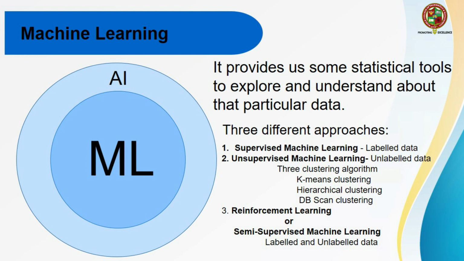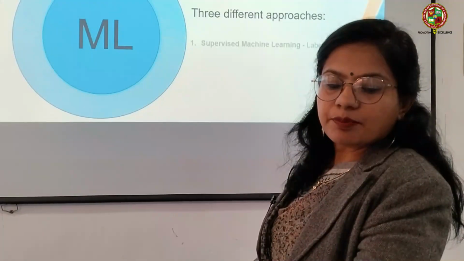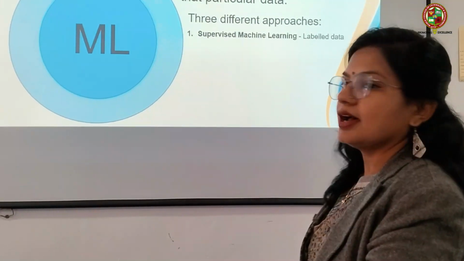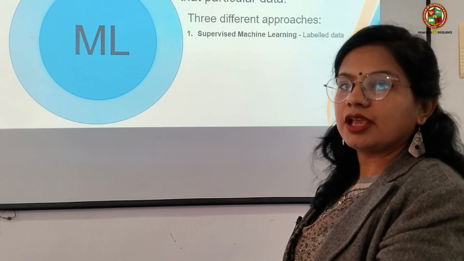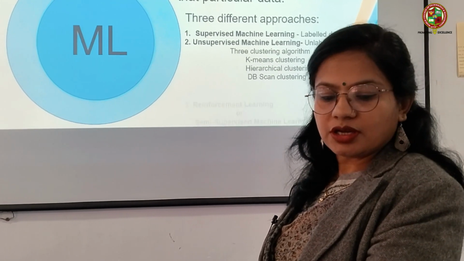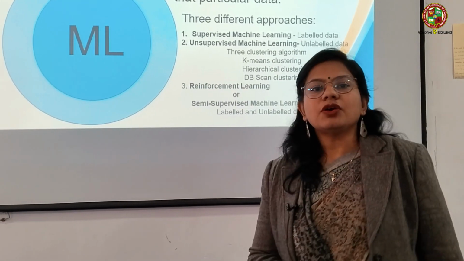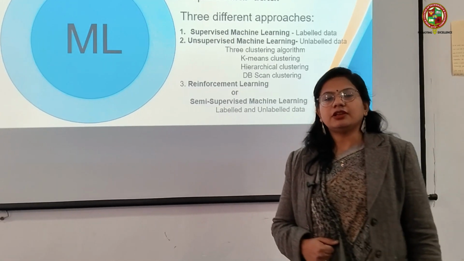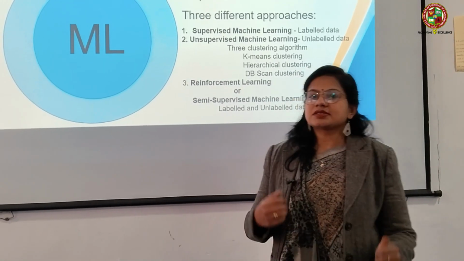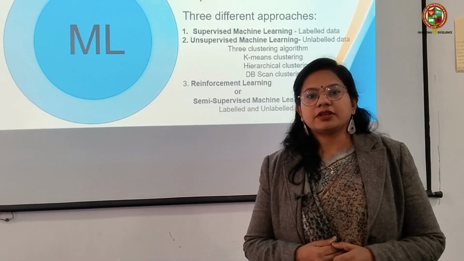Whenever I talk about machine learning, it is the subset of AI. It provides us some statistical tools to explore and understand that particular data. Three different approaches of machine learning are supervised machine learning, unsupervised machine learning and reinforcement or semi-supervised machine learning. Let's discuss these three approaches one by one.